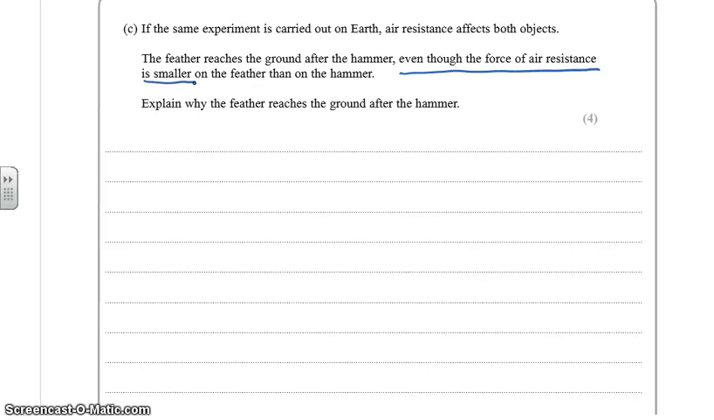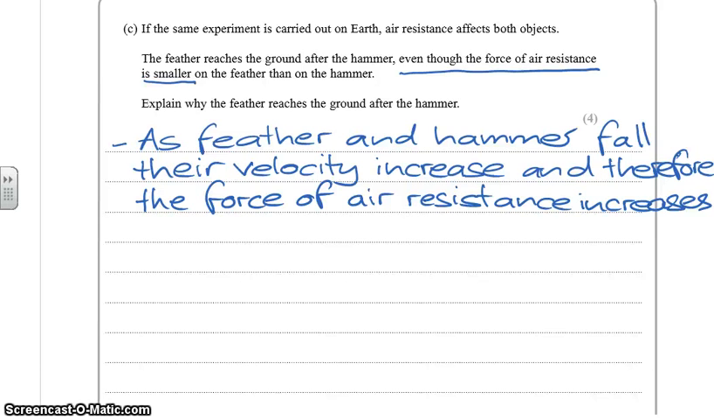So in the question, they're saying that the force of air resistance is smaller on the feather than on the hammer. So I guess we can deduce from that that the feather must have a smaller surface area than the hammer. Okay, so now that we've got that out of the way, we need to see if we can explain what our answer is. So my first bullet point summarises that point.